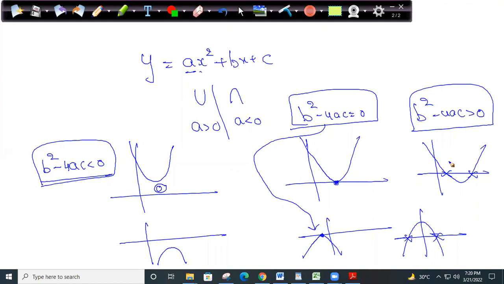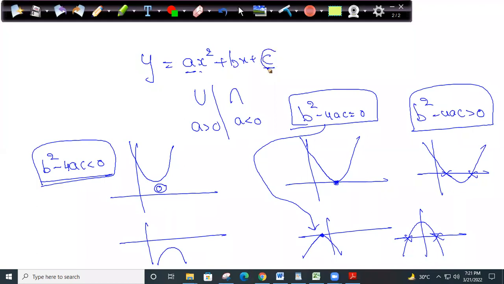Every concept we go step by step. First we learned when the parabola opens upwards and downwards. Then we are seeing what the different possibilities are if the parabola opens upwards or downwards. It can have 0 roots, 1 root or 2 roots. So what are the different conditions for the parabola to have 0 roots, 1 root and 2 roots? We have learned that. Correct, right?